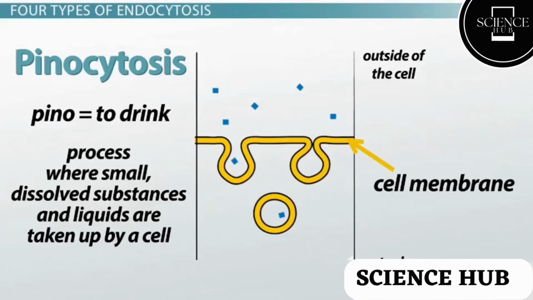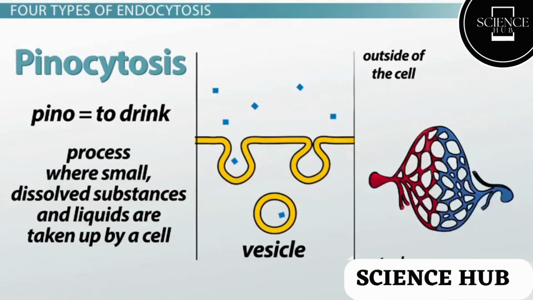However, in pinocytosis, smaller vesicles are taking up liquid and dissolved solutes in that liquid, such as these small squares here, rather than large molecules. For example, the cells surrounding your blood capillaries perform pinocytosis to drink your blood, while at the same time taking up any solutes dissolved in your blood.